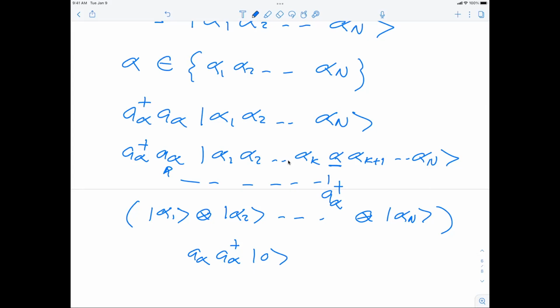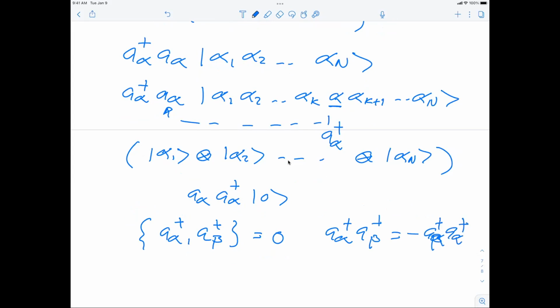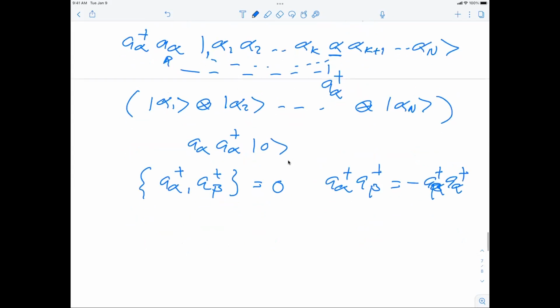So I need now to use the rule which we had before. A alpha dagger, A beta dagger is equal to 0. So that means that A alpha, A beta dagger is equal to minus A beta dagger, A alpha dagger. So what I need now is to flip this operator here, and I need to move it over here. Where are the here's? Say again? I couldn't see where you were pointing.